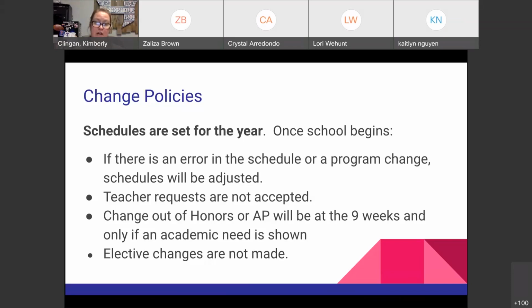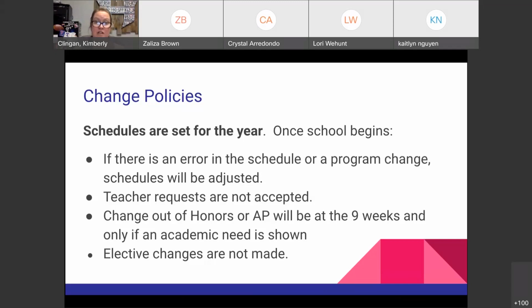So if there's an error in the schedule or if there's a program change, then we're going to change it. So if your student took Principles of Human Services as a freshman and it's on the schedule in the fall, we're going to change that. If your student wants to drop basketball, we're going to change that. If they want to add ROTC, we're going to change that. We're going to make those adjustments for your student.